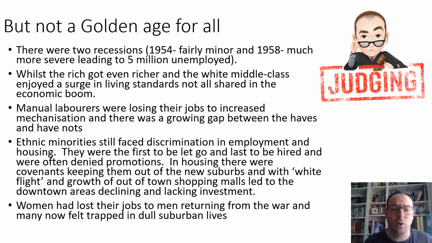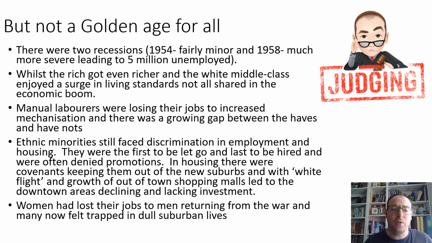A lot of manual labourers were losing their jobs due to increased mechanisation. So the machines were doing the building in the factories, and the factory workers weren't needed in the same way. And there was a growing gap between the haves and have-nots. Ethnic minority groups still faced discrimination, particularly African-Americans in employment and in housing. They tended to be the first to be let go if there was any kind of downturn, and the last to be hired when there was a lot of demand. And they were often denied promotions, and there was talk of glass ceilings in businesses and industry.